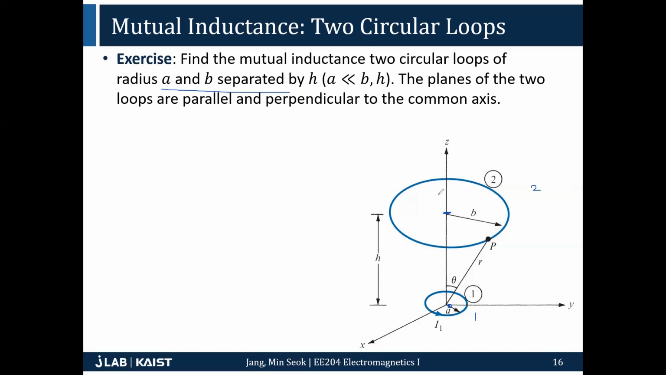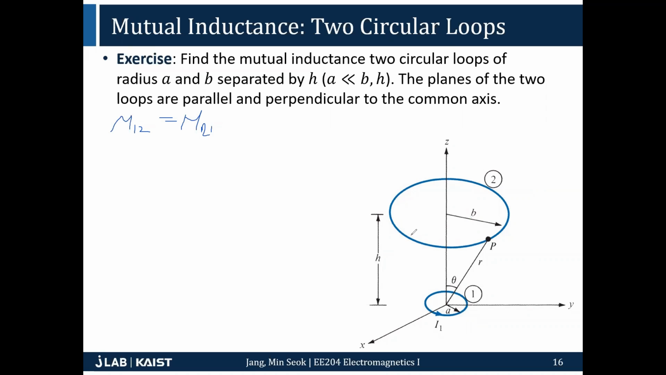Okay, and here's an interesting condition. H and B, both B and H, are much larger than A. A is the radius of the smaller circuit. So B and H are much larger than A. In this case, we want to evaluate the mutual inductance, M12, which is equal to M21. So it doesn't matter which way you calculate it.